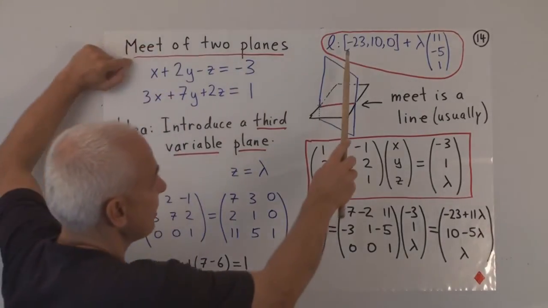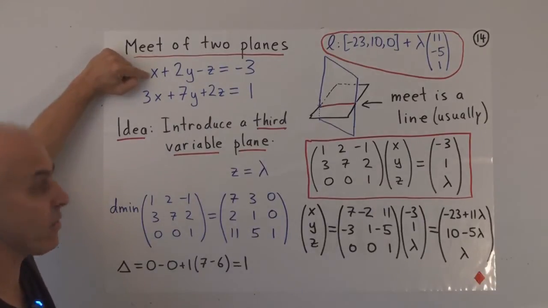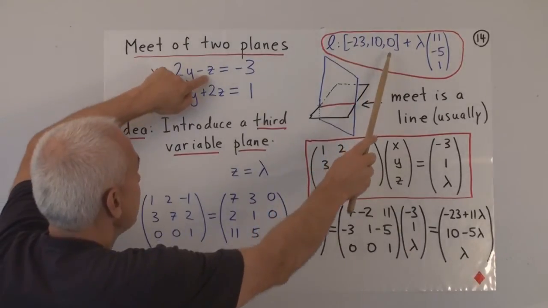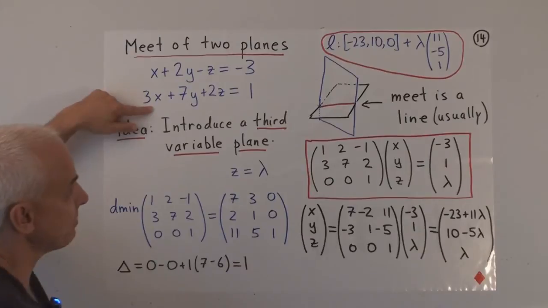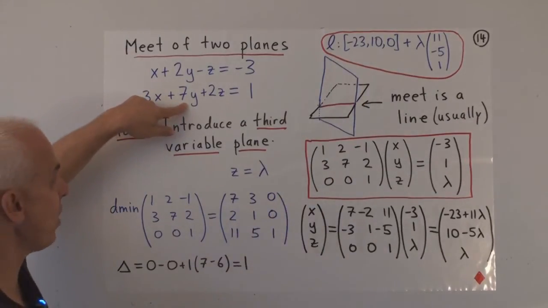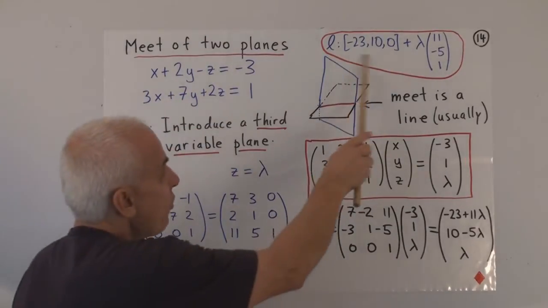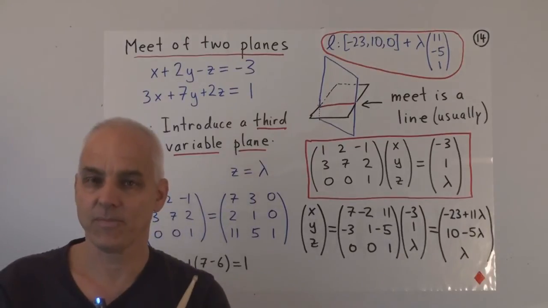First of all, we can check that this point really does satisfy both of these two equations. Minus 23 plus 20 minus 0 is minus 3, yes. Minus 23 times 3, that's minus 69. Plus 70, that's 1. Plus 0, that is indeed 1. So this point really does lie on both of those planes.